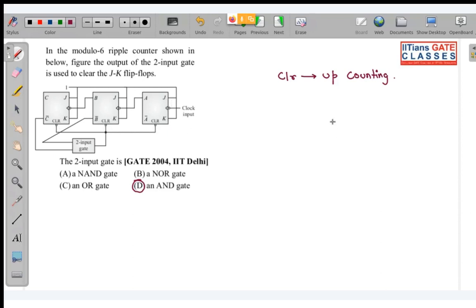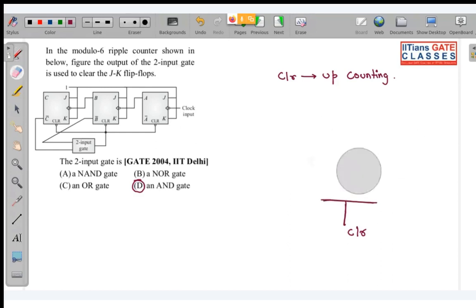And I have told you that active low can be represented like this, clear bar, or it can even be represented like this along with clear bar. So whichever way it is written, this implies active low clear. For normal clear, it should be written like this, clear. So these are all flip-flops. Yes, this is active low.